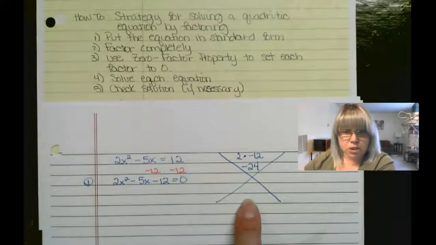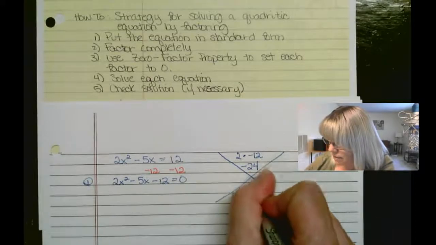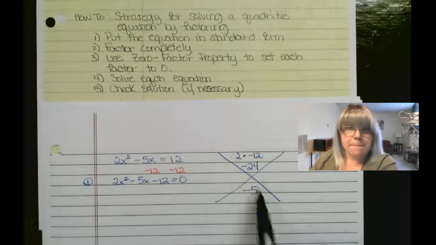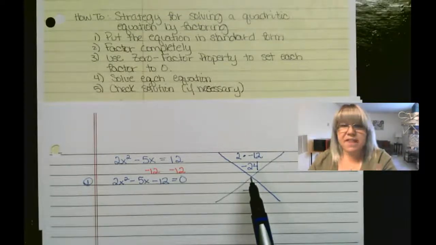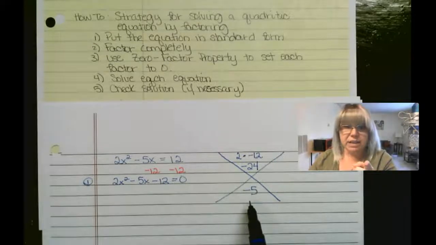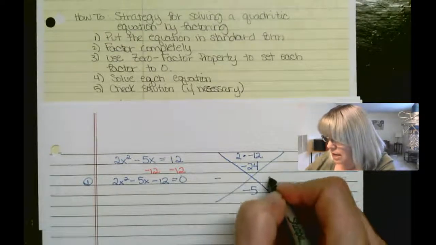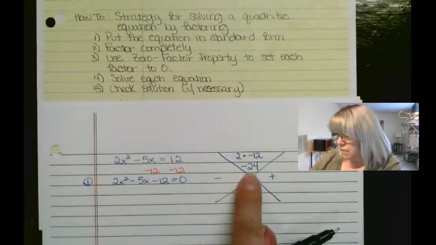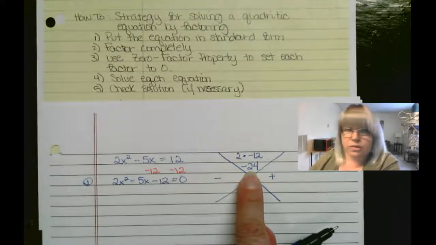In this bottom little portion of the X, I put the number that's in the middle, negative 5. I'm looking for two numbers that multiply to negative 24, but add to negative 5. Because I'm multiplying to a negative number, one number's got to be negative, one number's got to be positive, and because they add to a negative number, I know my larger number is negative. So I have a negative on this side, a positive on that side, and now I have to find the numbers. 24 could be 1 and 24, could be 2 and 12, but neither one of those does the trick.